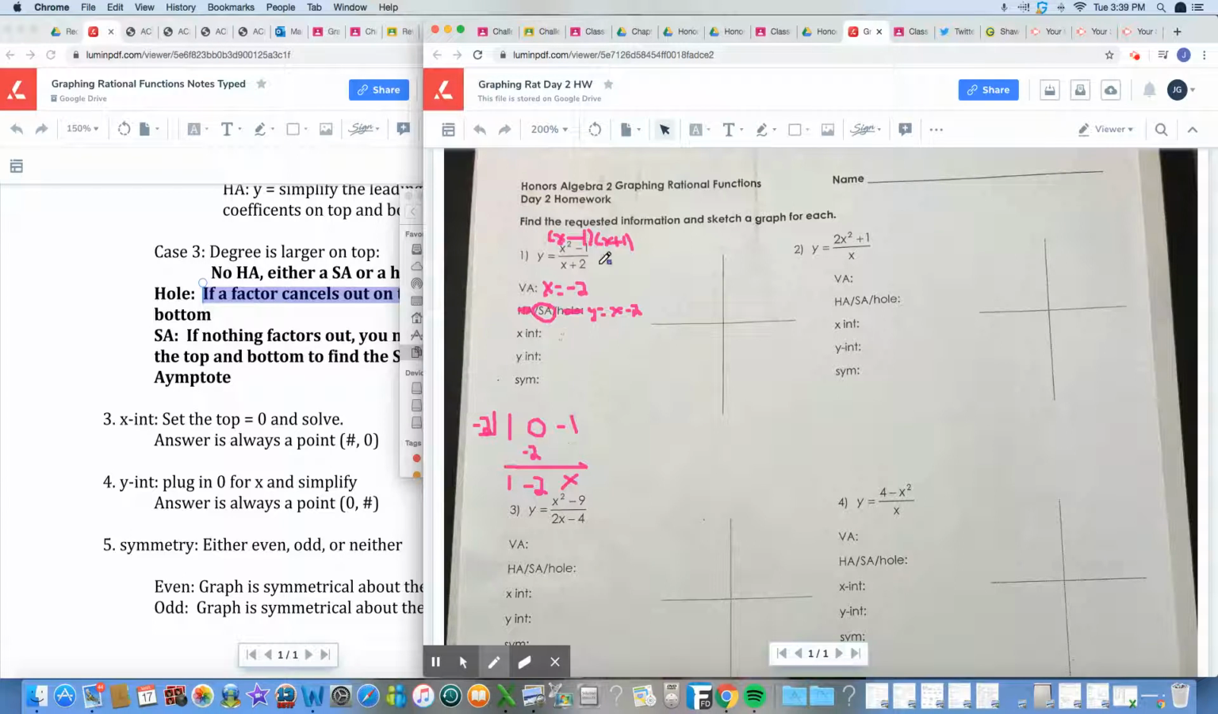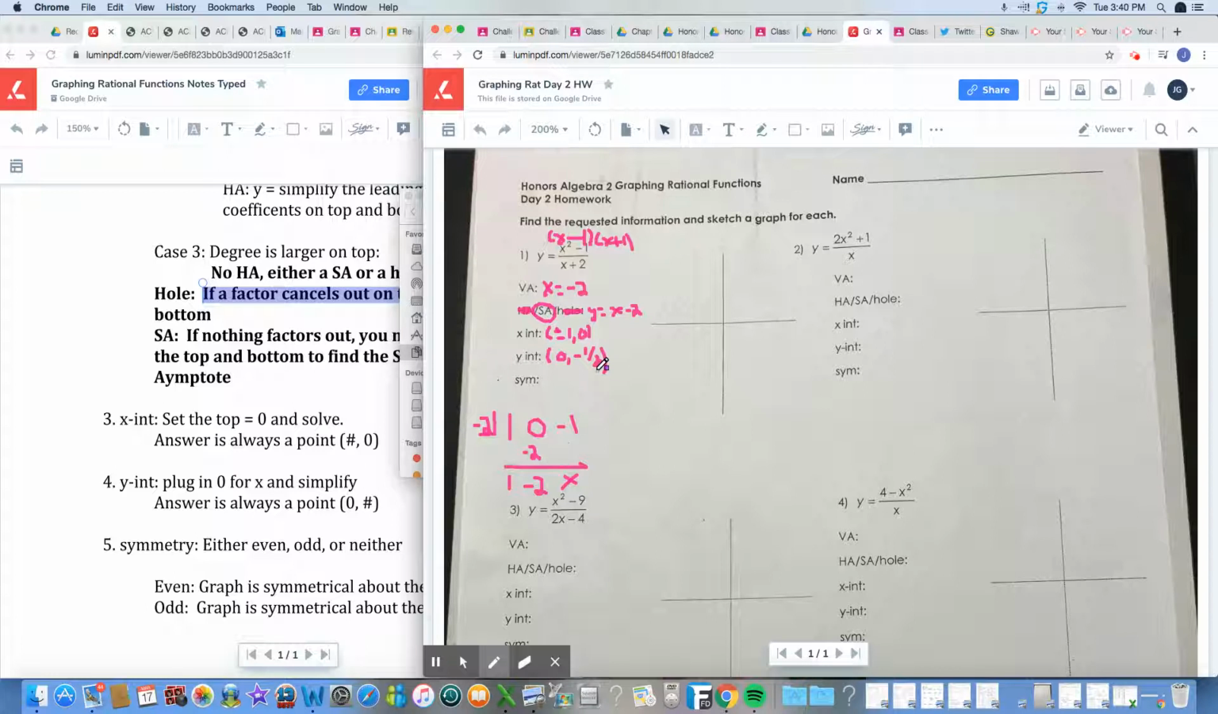X-intercept. Set the top equal to 0. Well, there's 2 of them. Plus or minus 1, comma 0. Right? Because 1 makes this equal 0, negative 1 makes it equal 0. Y-intercept. Put zeros in for all the x's. You actually get negative 1/2. So you get 0, comma, negative 1/2.